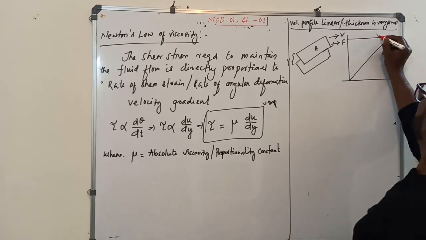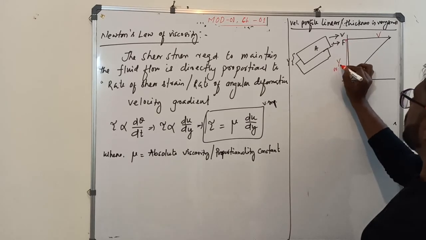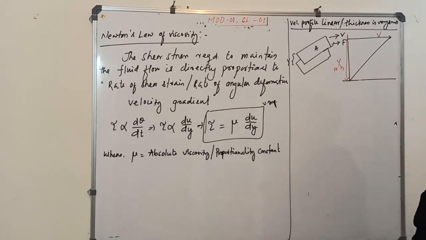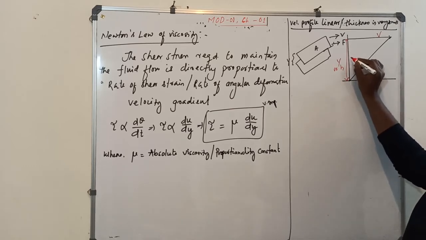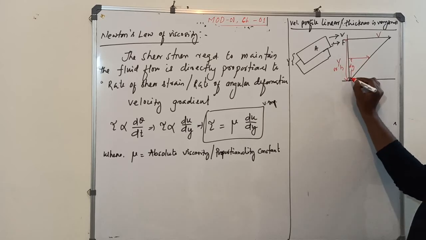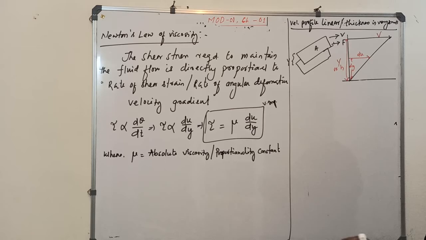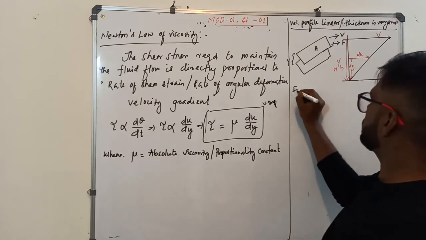The velocity of the moving system is v. This distance is taken as y, or sometimes h. So let us say at some height dy, what is the velocity? Let the velocity be du. Now take from similar triangles.